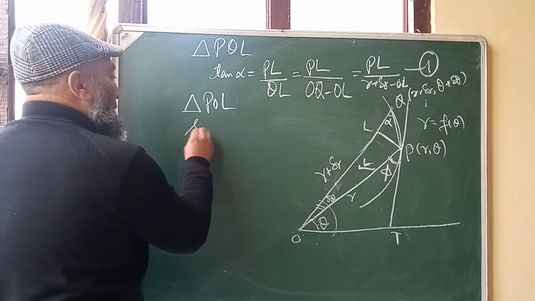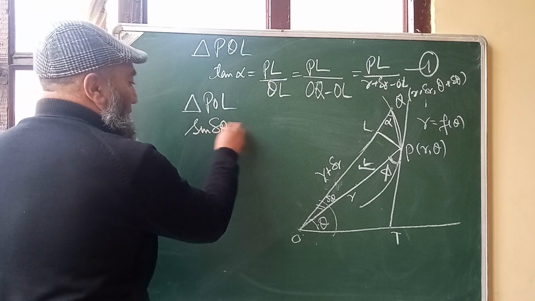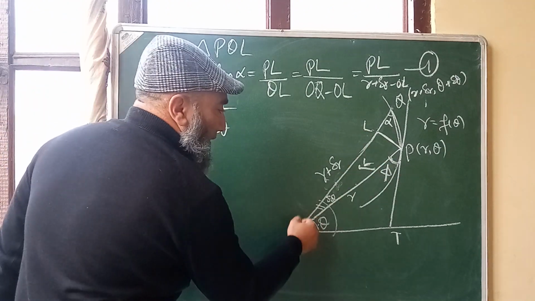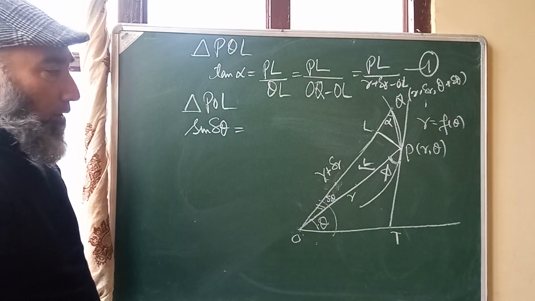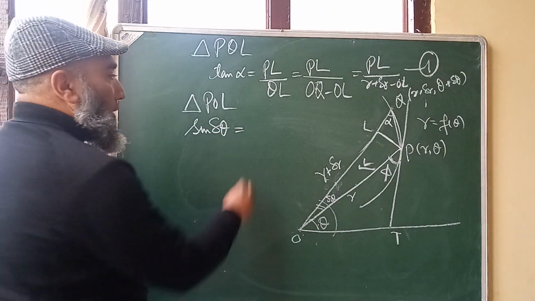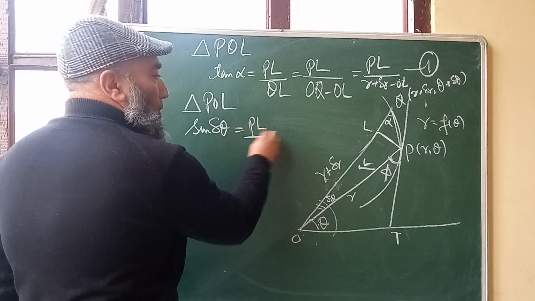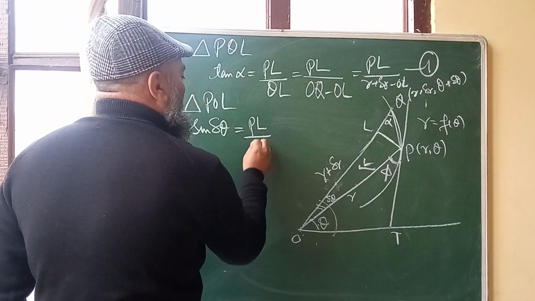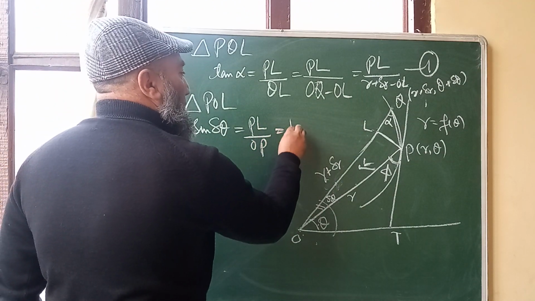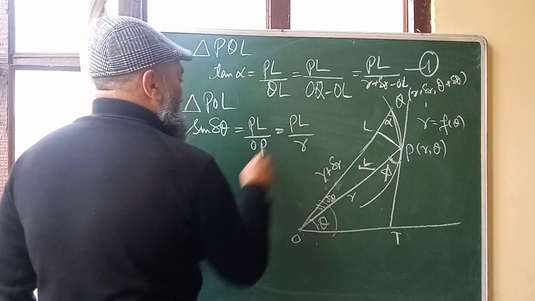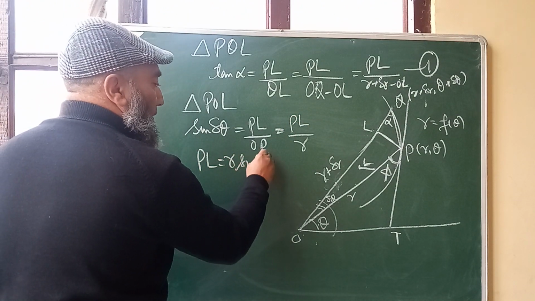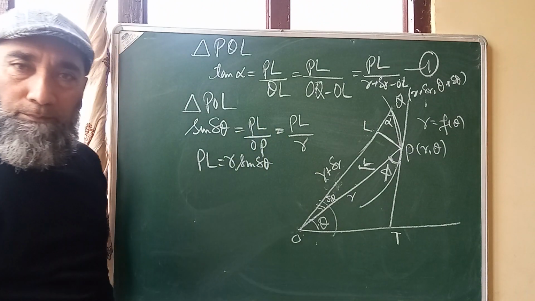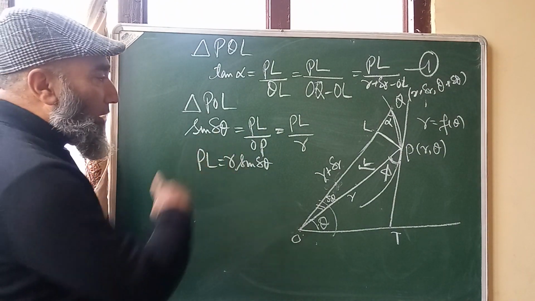what is sine of del theta? Because the angle in this triangle is del theta. Sine del theta is what? Perpendicular by hypotenuse. It is PL by hypotenuse. So it is OP, so it is PL by R. Means your PL is R sine of del theta. Quite clear. Your PL is R sine del theta.